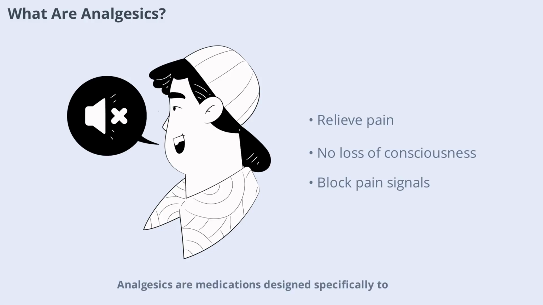Analgesics are medications designed specifically to relieve pain without causing loss of consciousness. They are among the most commonly used drugs worldwide, helping people manage everything from headaches to chronic pain conditions. Analgesics work by blocking pain signals in the nervous system or by interfering with the brain's interpretation of those signals. There are several types of analgesics, each suited to different kinds and intensities of pain. In the next scenes, we'll break down the main categories and how they function.